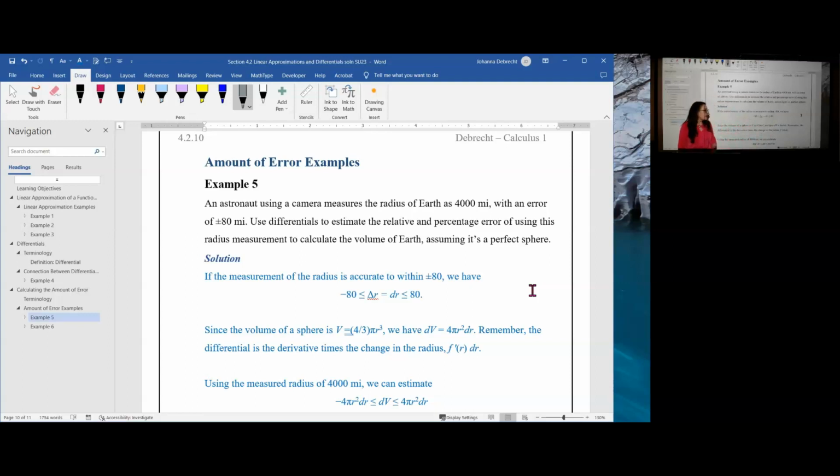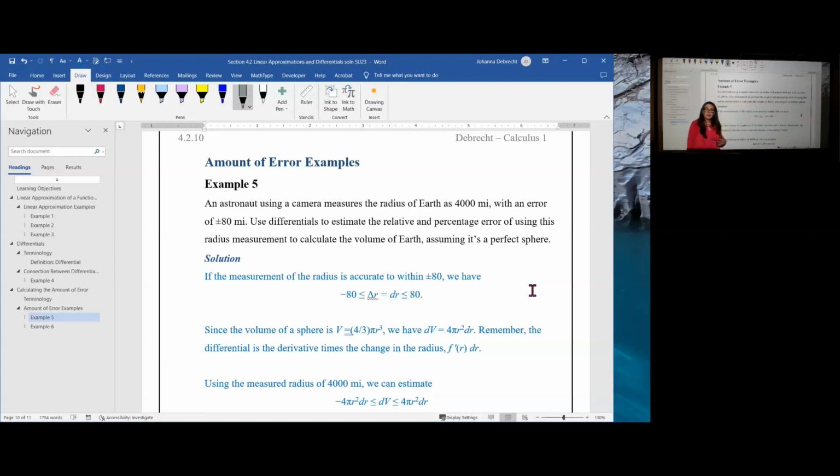Instead of calling it delta x, we can call it delta r or dr, since it is our independent variable. We know it's between negative 80 miles and positive 80 miles. The volume of a sphere is 4/3 pi r cubed. We know from what we did earlier that the change in the approximation function is given by the derivative at that value times the differential dr.